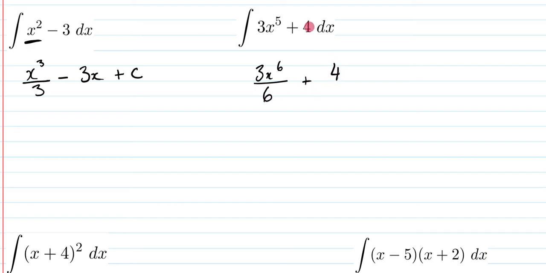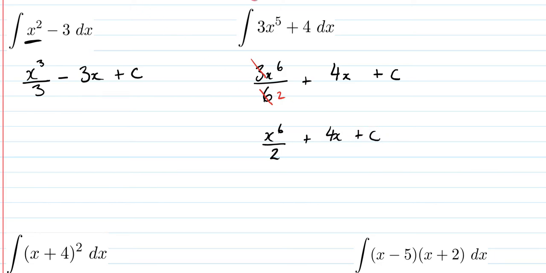We're going to add 1 to my power here, which will make it x. Don't forget to plus c. Never forget to plus c. Then remember to do some cancelling here. So both of these are divisible by 3. So this will be 2. That means I'm going to end up with x to the power of 6 over 2 plus 4x plus c.